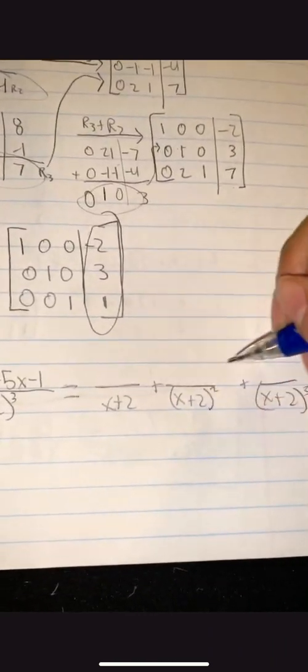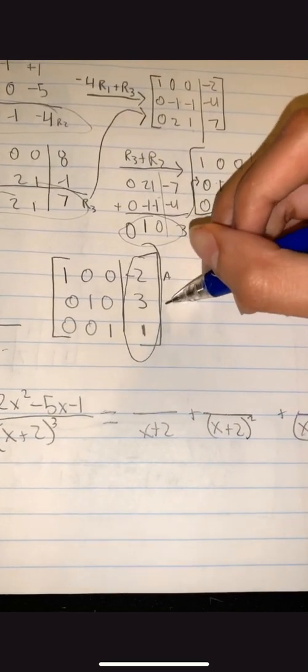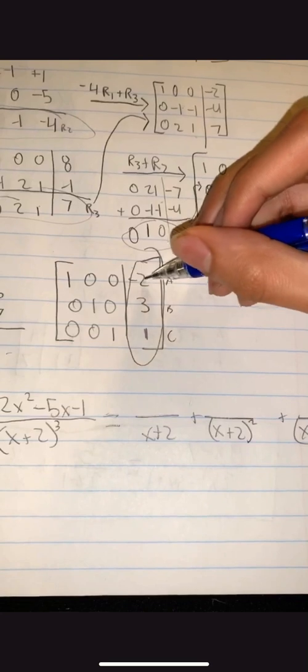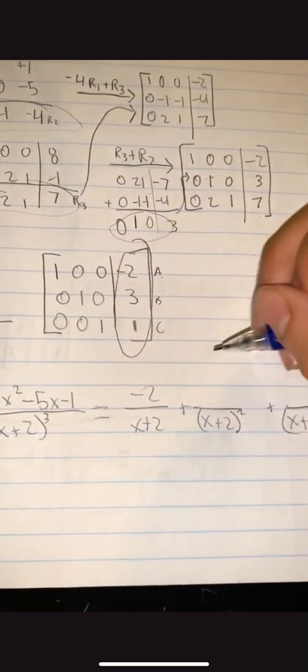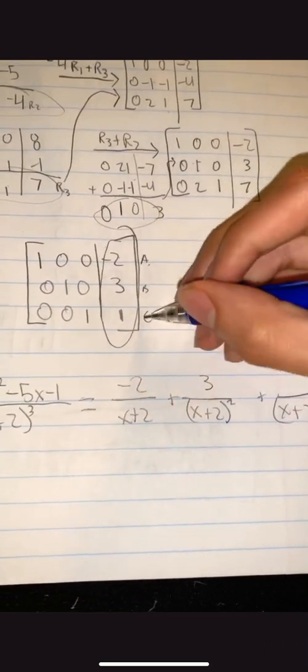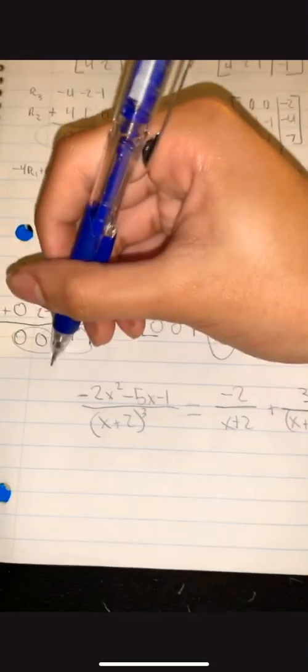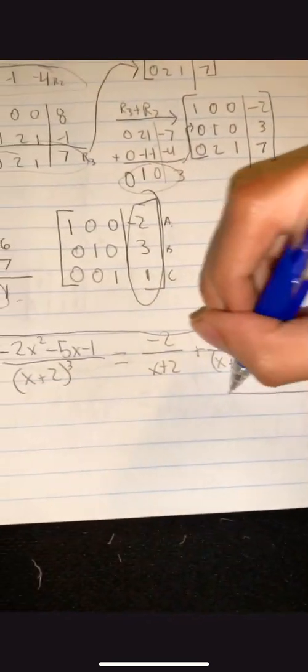right? And then we would have a, b, and c, but now we can replace a, b, and c with this, like this. So negative 2 is a, so we're right here, negative 2. 3 was b, and what we got for c is 1. So this whole thing here is the decomposed fraction. So this whole thing is our final answer.